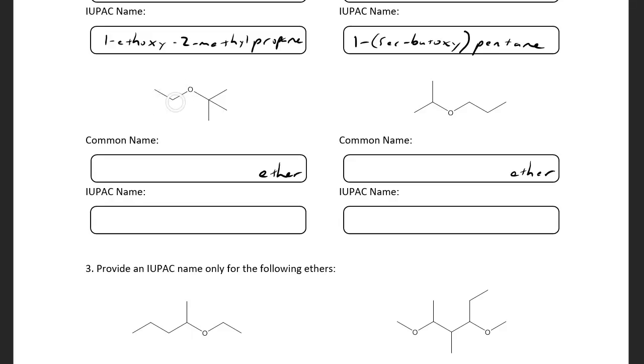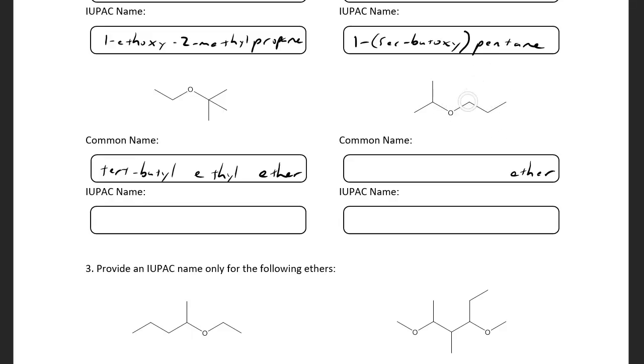All right, for this compound here, again, we have an ethyl group and we have a tert-butyl group. Butyl comes before ethyl, so this is tert-butyl ethyl ether.